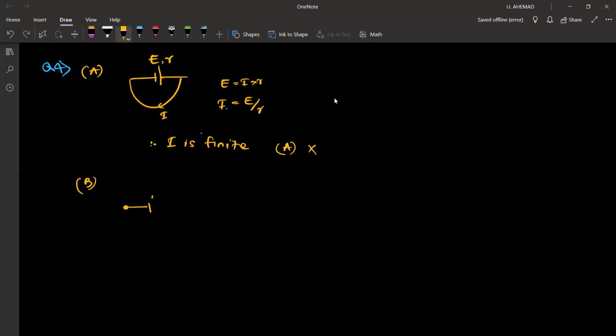When we have the ideal cell, this is E, and I have a resistor connected. Because a resistor is connected, there is some current I. I is not equal to 0. So here, still, V is equal to E. Terminal voltage V is equal to E for ideal.